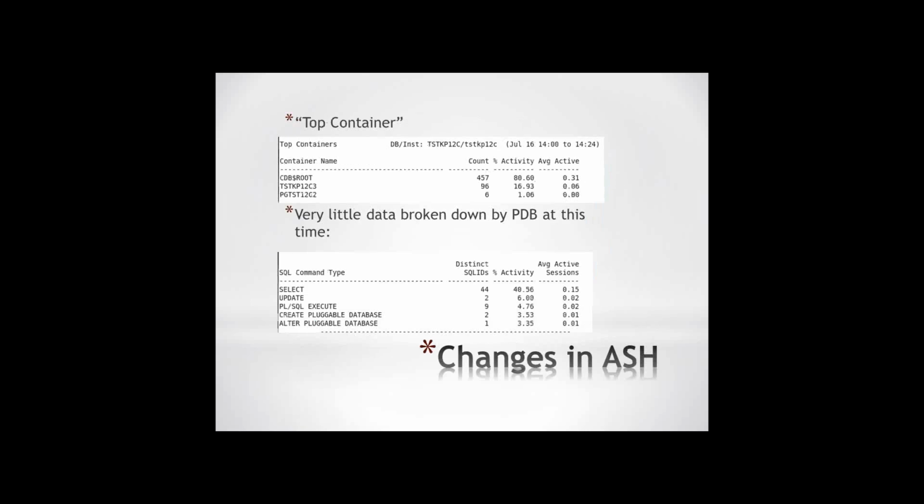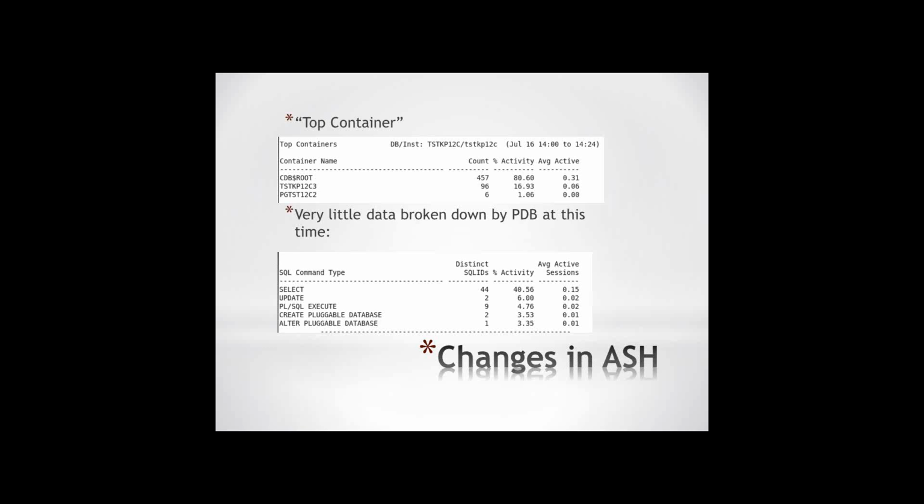Now in ASH, I had a little bit more challenge. There is an added section where you had top sessions and top SQL and all these other ones. You also had top container. And I thought this was kind of interesting because it said top container, the actual count, the percentage of activity that was being utilized. So you could see the percentage of the impact that each pluggable database had on the system.